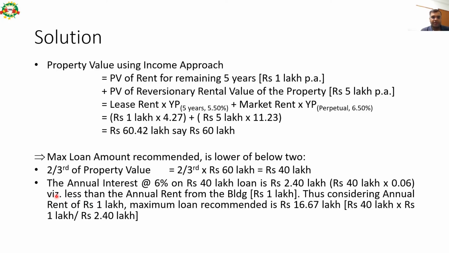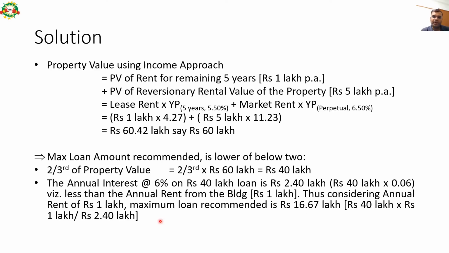Now the next parameter is that since the annual interest rate on the loan is 6%, annual interest on 40 lakh rupees, as simple interest, will be approximately 2.4 lakhs, which is less than the annual rent from the building. So here we are trying to understand how much rent the property is generating. So we have to understand the capacity of the property.